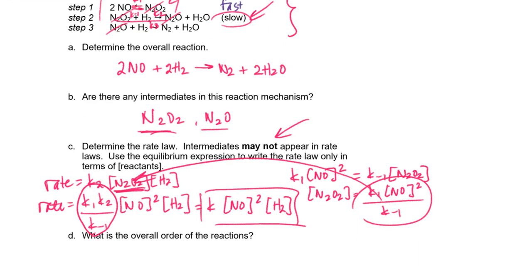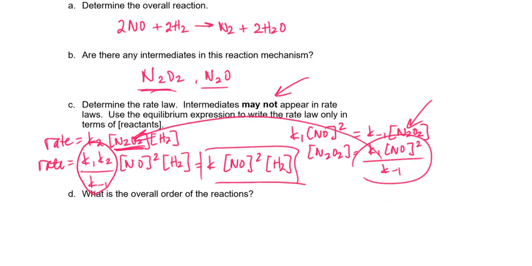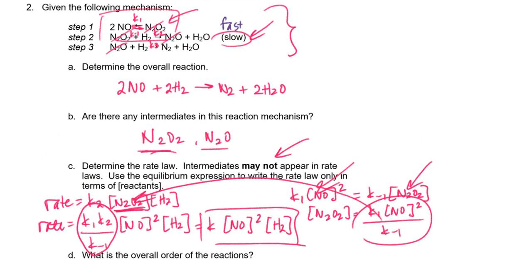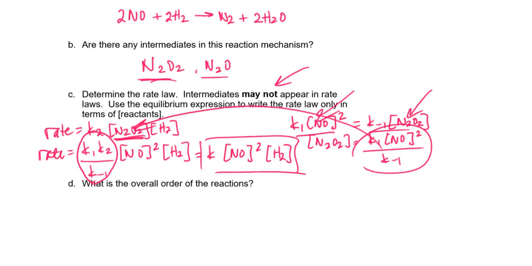Again, I have to find a way to express this intermediate concentration as a concentration of a reactant that I can measure. And so I use this rapid equilibrium, setting the rates equal to each other, to do that. They're also asking, lastly, what's the overall order for this reaction? Well, it's second order in nitrogen monoxide and first order in H2, so that means that overall, this is a third order reaction.